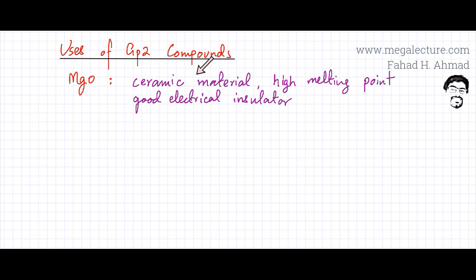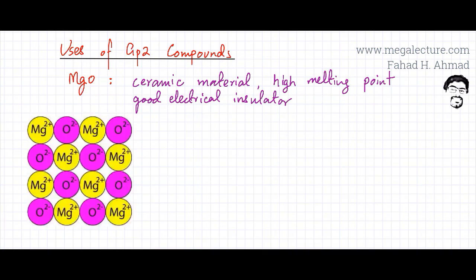Magnesium oxide is a ceramic material. It has a very high melting point, and it is a very good electrical insulator as well. The reason why it has a very high melting point and is a good electrical insulator is that it's a giant ionic lattice where you have +2 ions and -2 ions, and they are strongly attracted to each other.